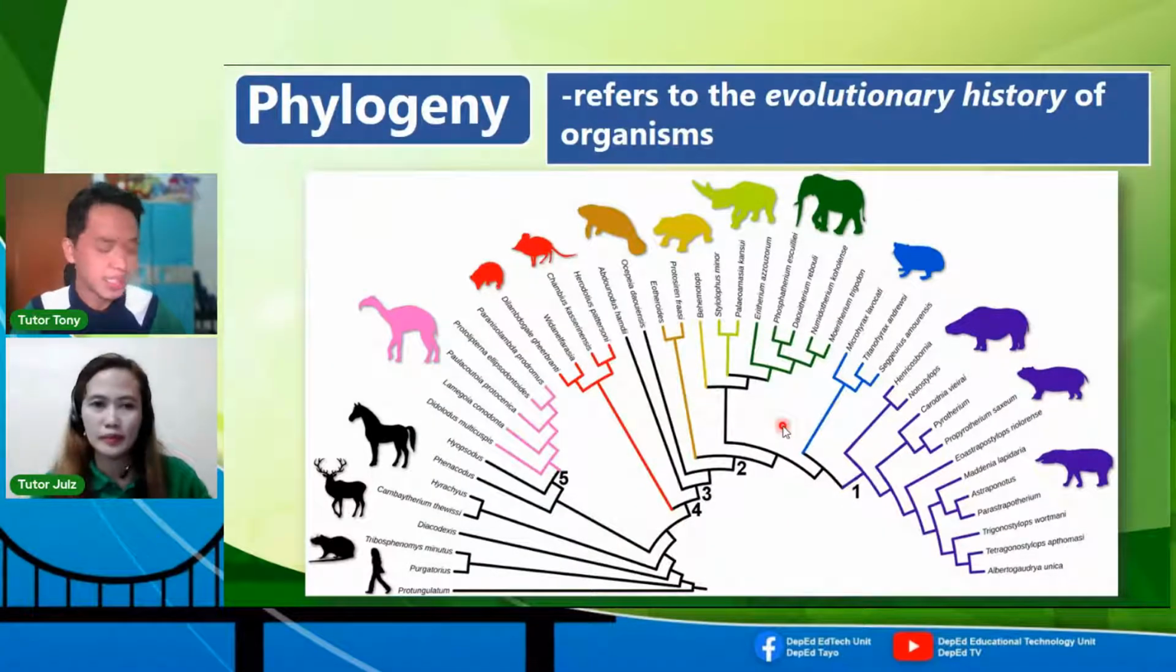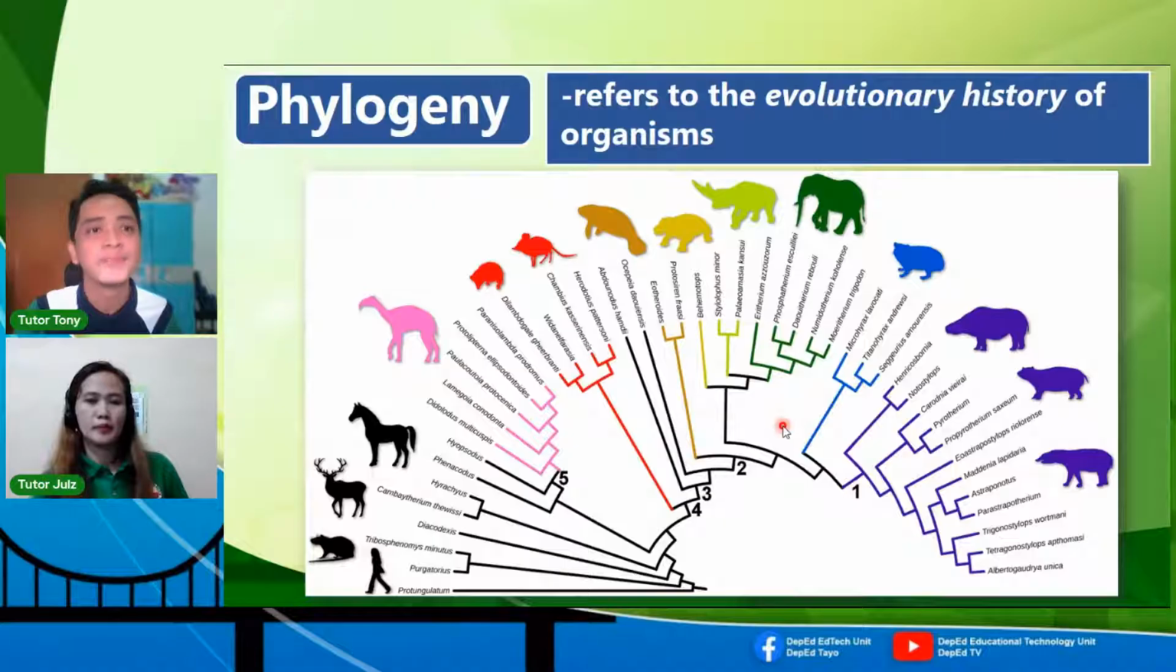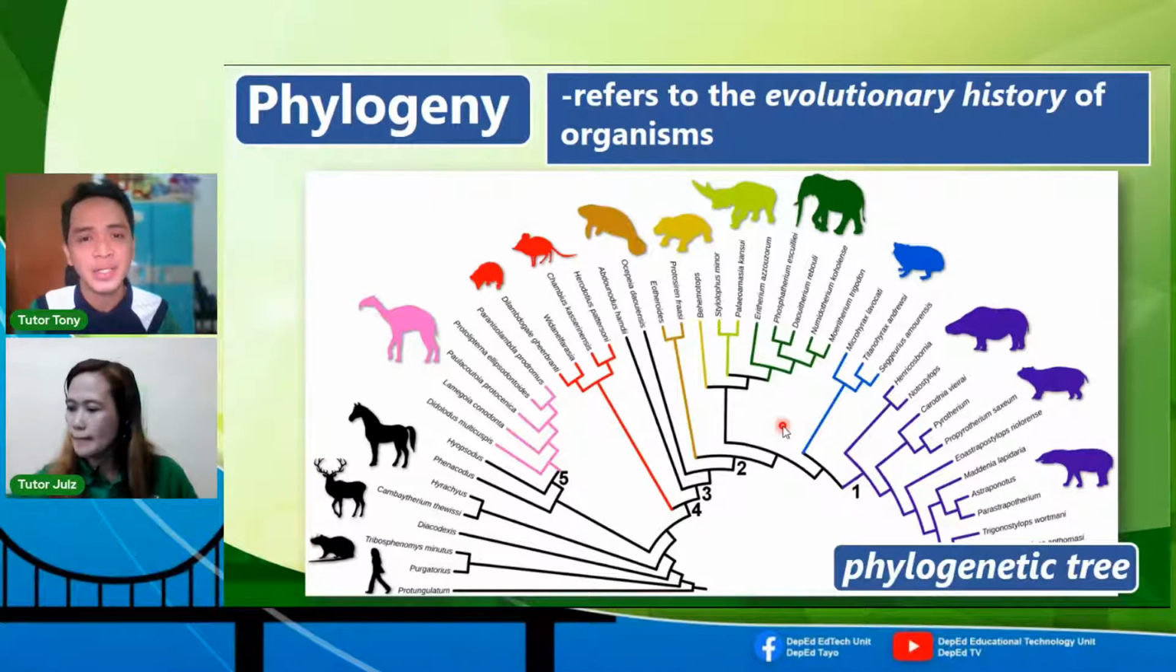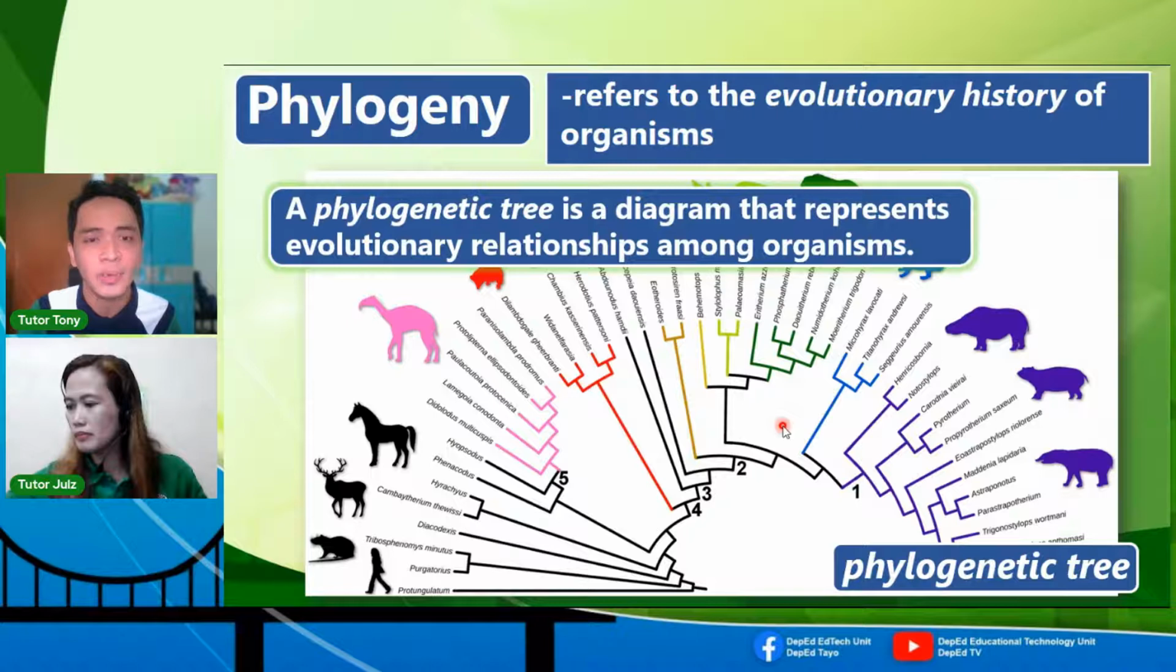Alright, so speaking of that, let's now proceed with the phylogeny. Ayan, refers to the evolutionary history of organisms. Shown on your screen right now is a phylogenetic tree, mga ka-ELS. So ano bang gamit ng phylogenetic tree na to? It is a diagram that represents evolutionary relationships among organisms.